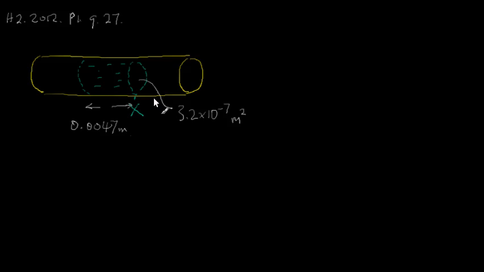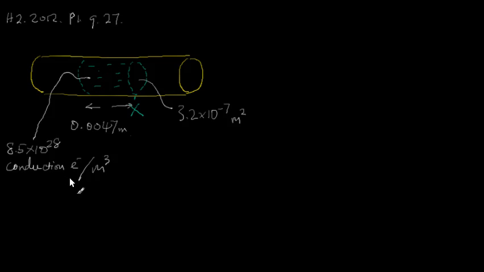And we're also given that in this volume, there are 8.5 times 10 to the power of 28 what is called conduction electrons per meter cubed. So meter cubed is volume, so that means that per meter cubed of volume, there are this number of conduction electrons.